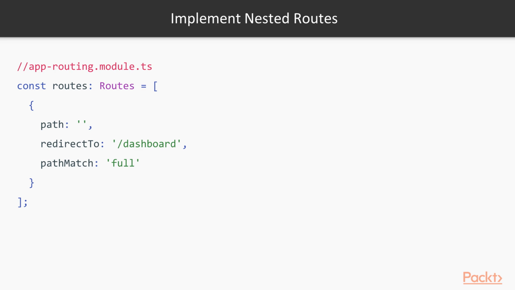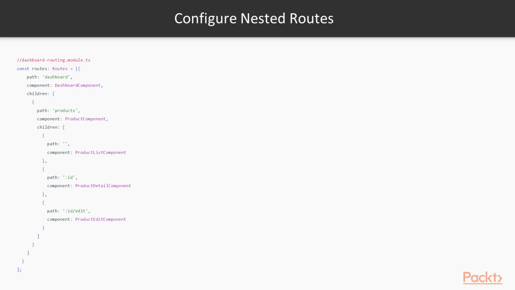So how do we implement the nested route? I have created the child route. Basically, I have created the redirect here. When you run the application, it will automatically navigate to the dashboard route. Now we will have a dashboard module. I also created a dashboard routing module. You can see that we have a dashboard component.